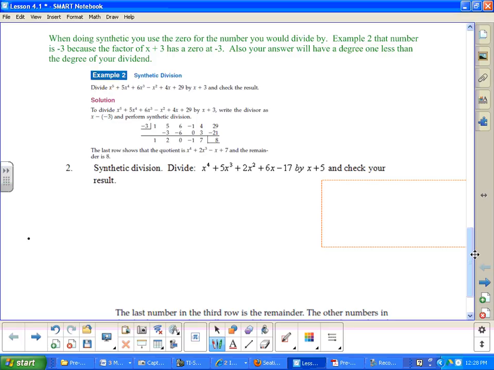Okay. Synthetic division. All right, this is one that you were supposed to do, right? How many of you remembered how to do the synthetic division? Okay, how many of you need me to go back through synthetic division?